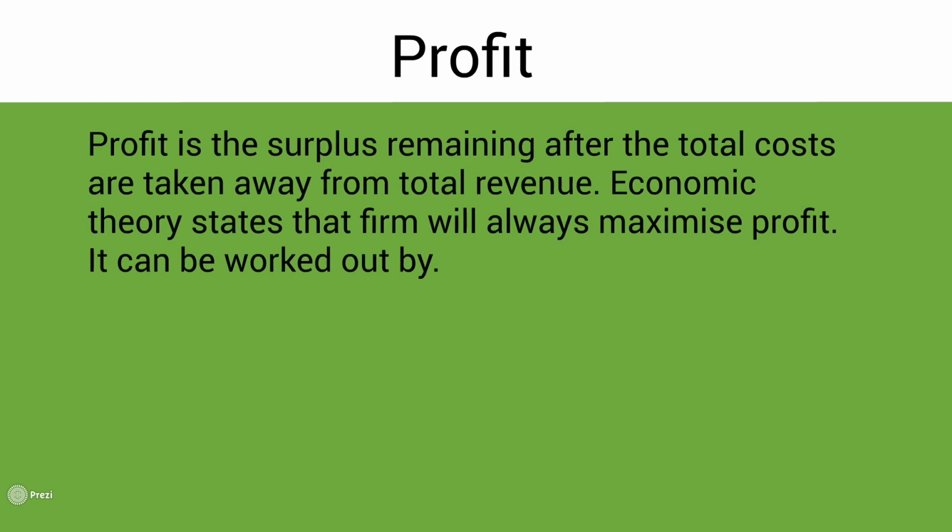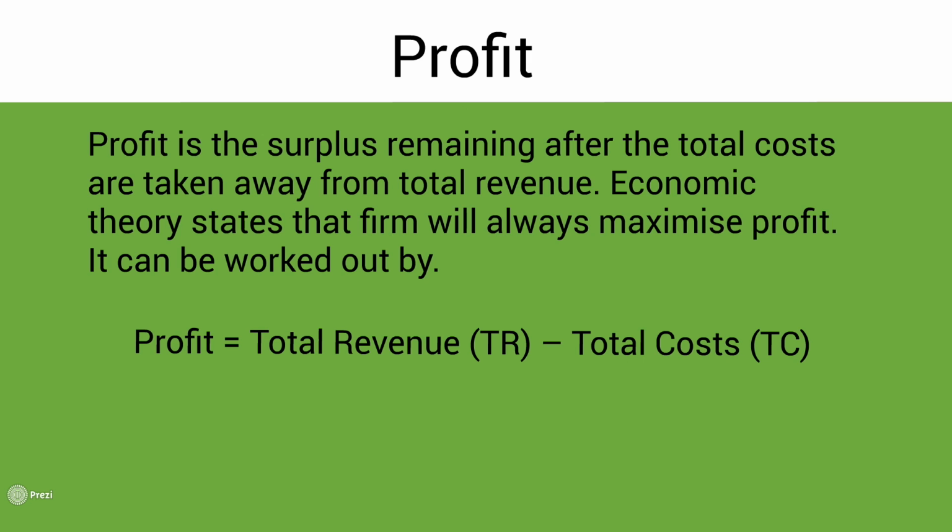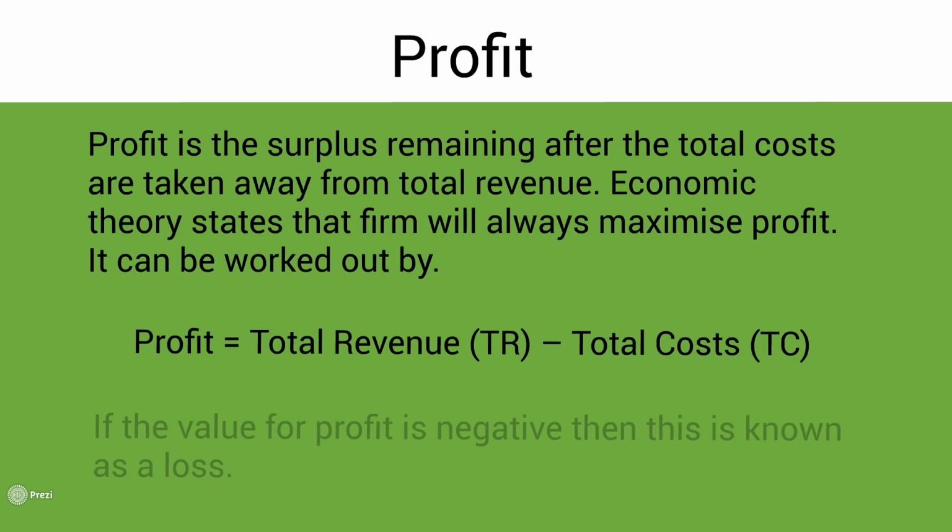Now let's look at what profit is. Profit is the surplus remaining after the total costs are taken away from total revenue. Economic theory states that firms will always maximize profit. Profit is worked out by doing total revenue minus total cost. If the value for profit is negative, then this is known as a loss.